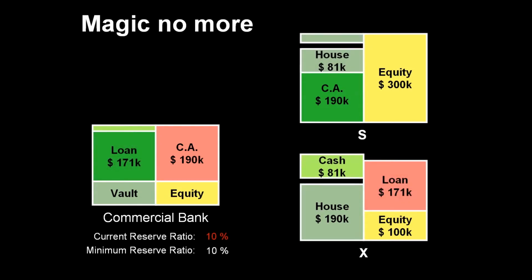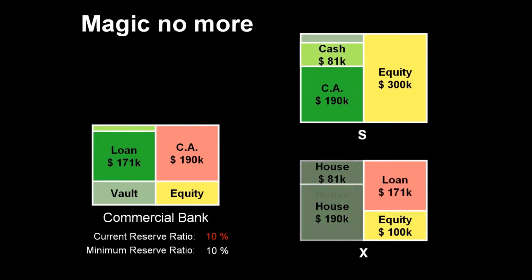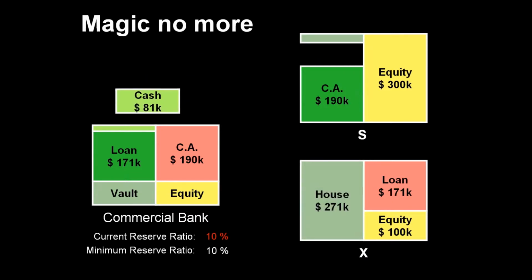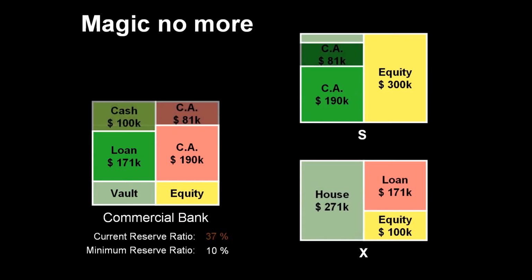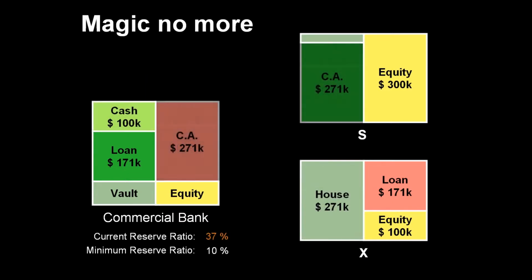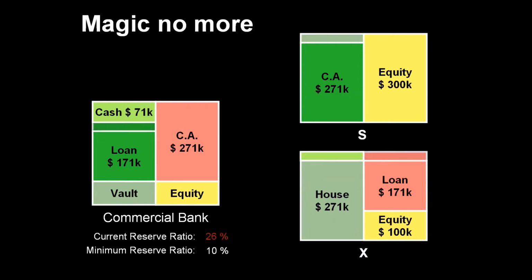X could again use the money to buy yet another part of the house, and S would yet again deposit the cash with the bank, increasing his checking account to a balance of $271,000. Finally, the bank has enough reserves to satisfy X's desire for another loan of $29K to pay the last part of the house.